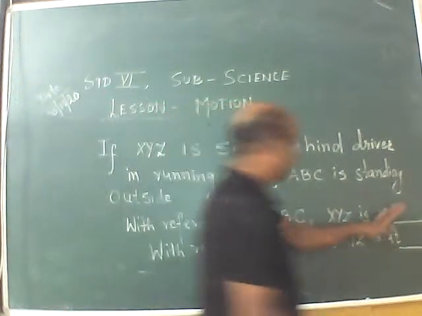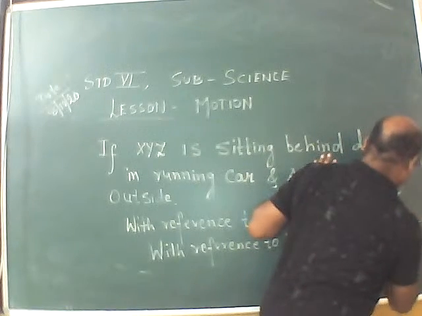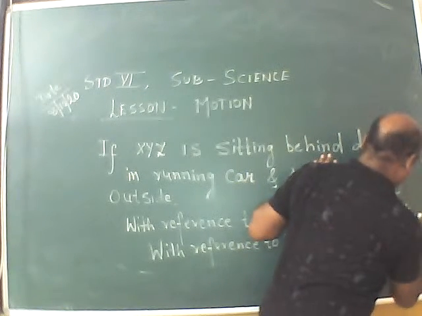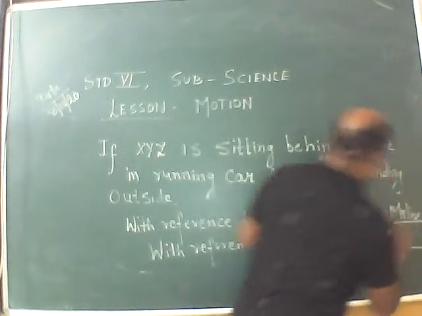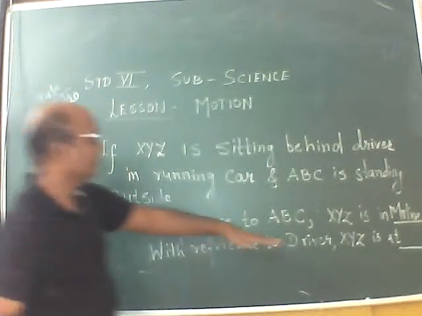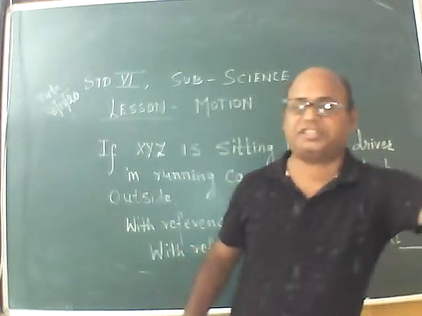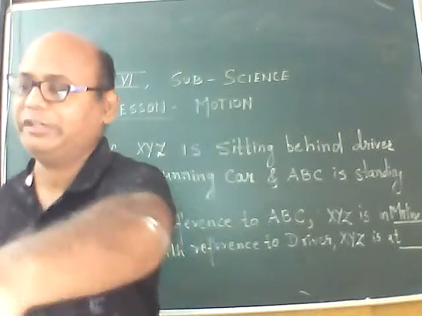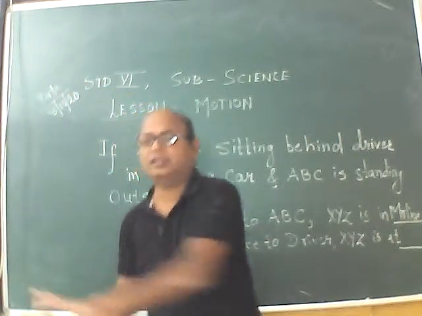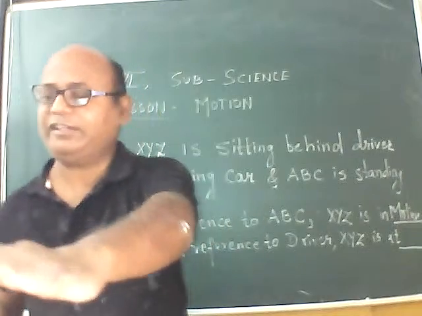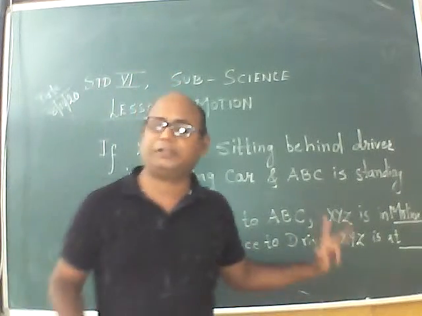Yes, correct. XYZ is in motion. Why is XYZ in motion? Because ABC is standing outside and XYZ is changing position. The vehicle is moving with respect to ABC. Therefore, we will find XYZ is in motion with respect to ABC.